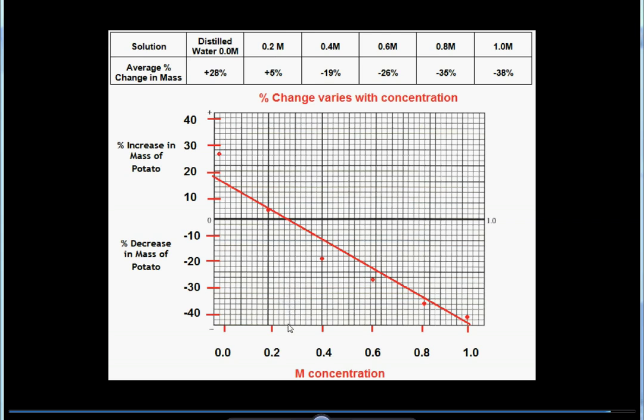So if we were to take this solution, whatever it is, 0.25 or 0.26, and have a cup with potatoes in it, we would expect to have 0% change in mass. In other words, they are in isotonic conditions. The concentration of carbohydrate is the same or very close to the same inside and outside the potato. So we have 0 change in mass. So again, somewhere in here, which kind of makes sense with our data. Pretty close to 0.2, but between 0.2 and 0.4 is where that graph should cross 0, and that's where it does cross 0.